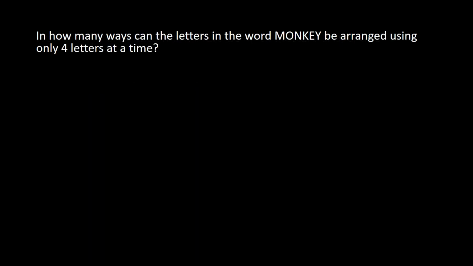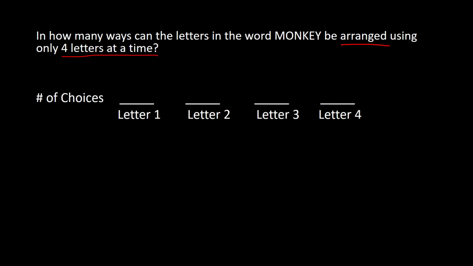Now let's look at an example where we are trying to determine how many ways the letters in the word monkey can be arranged using only 4 letters at a time. So we see here the key word arranged, which would imply that we are dealing with a permutation. But notice here we only are taking 4 letters at a time. So what we have are 4 letters. So for the first letter that we put, we have 1, 2, 3, 4, 5, 6 options in the word monkey. There are 6 letters to choose from for this first option.